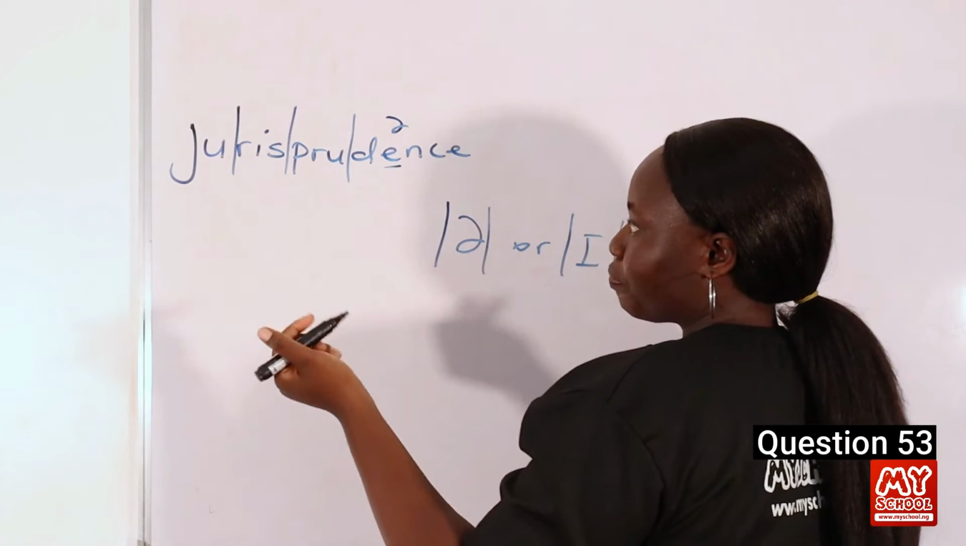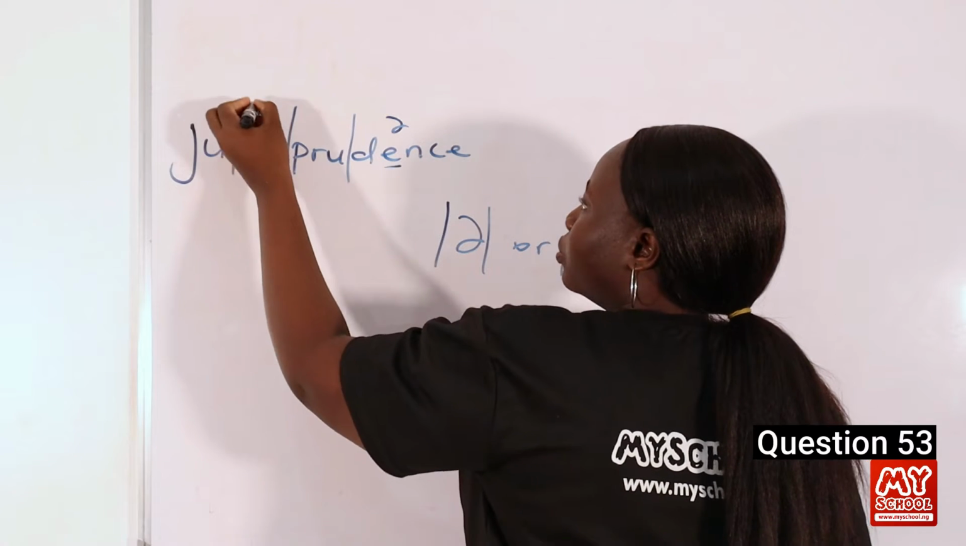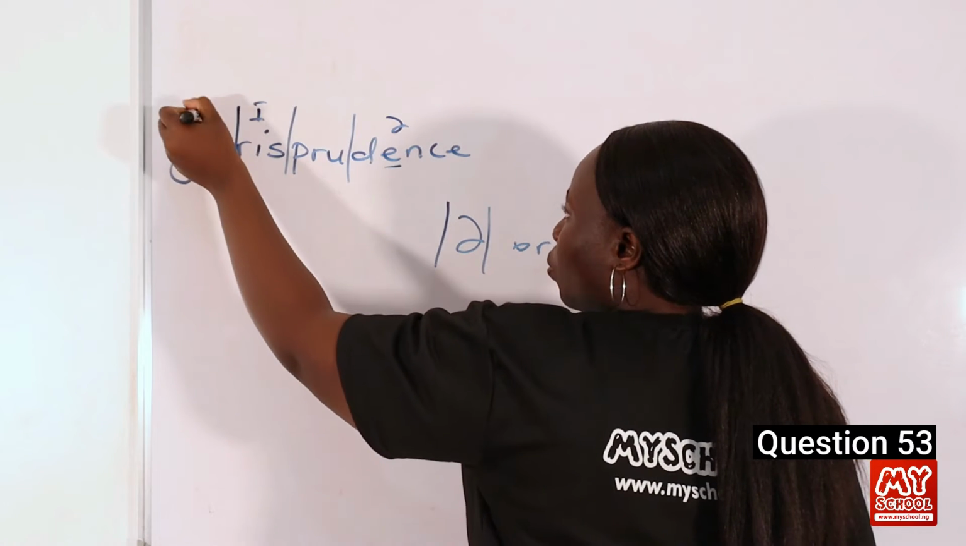Then for pro, there is no weak syllable. For ris, there is a weak syllable, the E sound. And then for this, we have the diphthong ur.